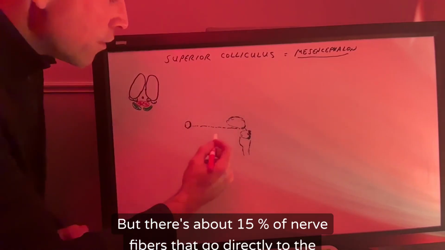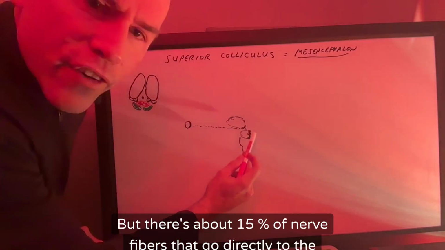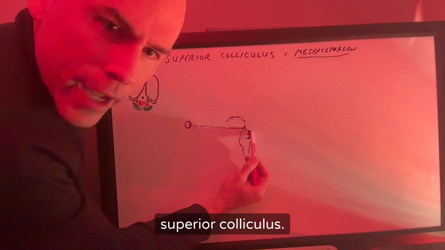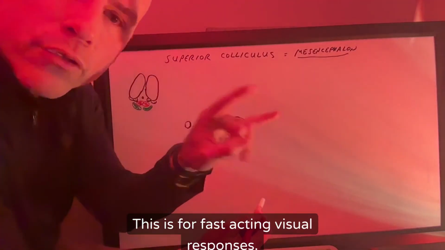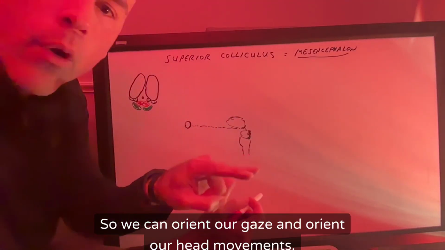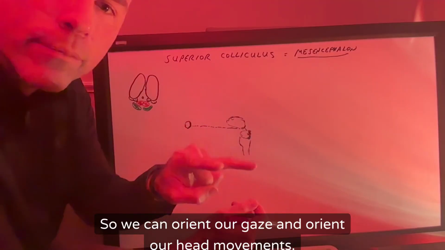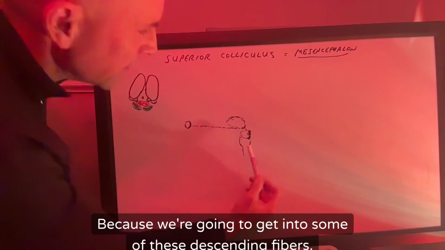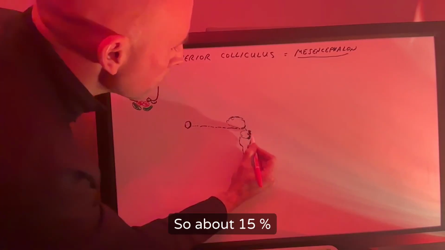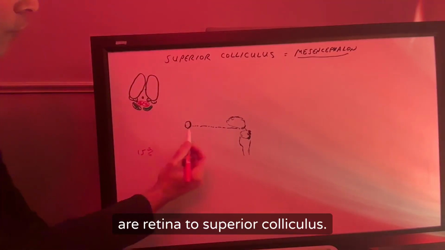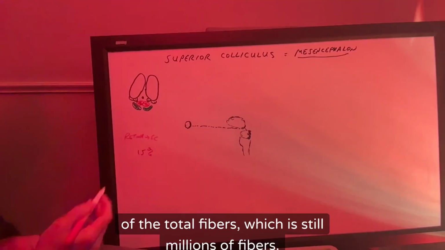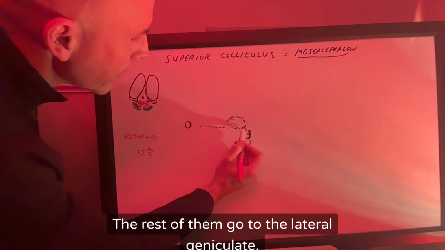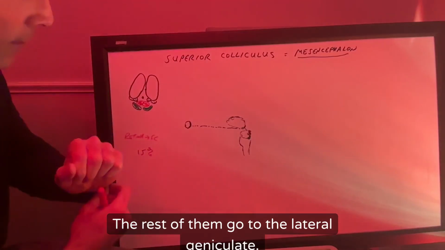But there's about 15% of nerve fibers that go directly to the superior colliculus, okay? This is for fast-acting visual responses, so we can orient our gaze and orient our head movements. Because we're going to get into some of these descending fibers. So about 15% are retina to superior colliculus of the total fibers, which is still millions of fibers. The rest of them go to the lateral geniculate, all right?